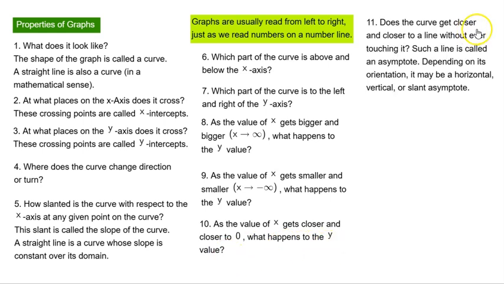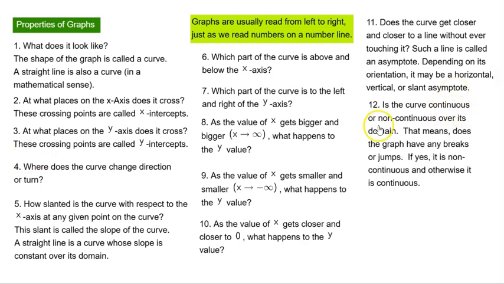As the value of x gets closer and closer to 0, what happens to the y value? Does the curve get closer and closer to a line without ever touching it? Such a line is called an asymptote. Depending on its orientation, it may be a horizontal, vertical, or slant asymptote. Is the curve continuous or non-continuous over its domain? That means, does the graph have any breaks or jumps? If yes, it is non-continuous, and otherwise it is continuous.